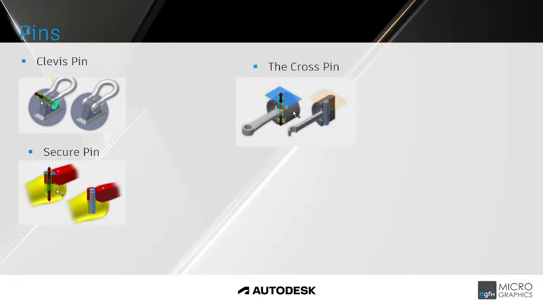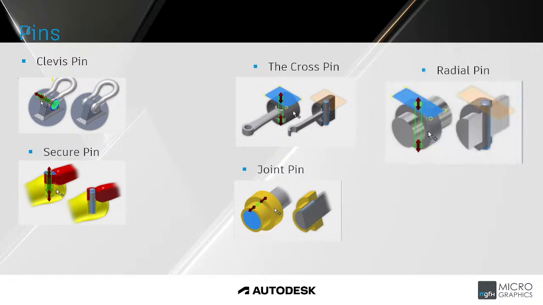Then you get your cross pin, designs and calculates cross pins loaded in a draw rod and a sleeve. Then you get your joint pin, designs and calculates joint pin loads with torque. Then you get your radial pin, design and calculates the joint pin loads with torque.